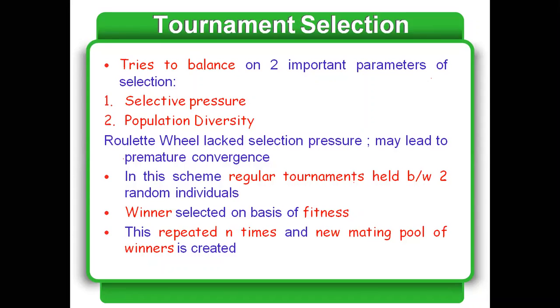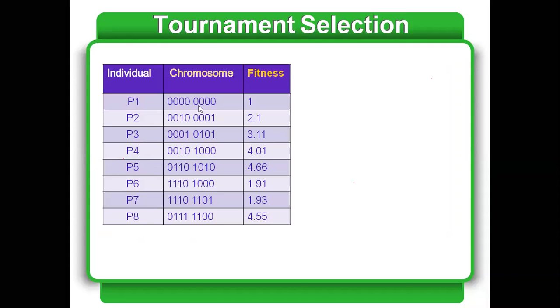A tournament is when you try to play between two teams. So the same thing is done. We create a tournament between any two individuals in the population. So randomly I select. Let's say the first tournament is done between P1 and P5.